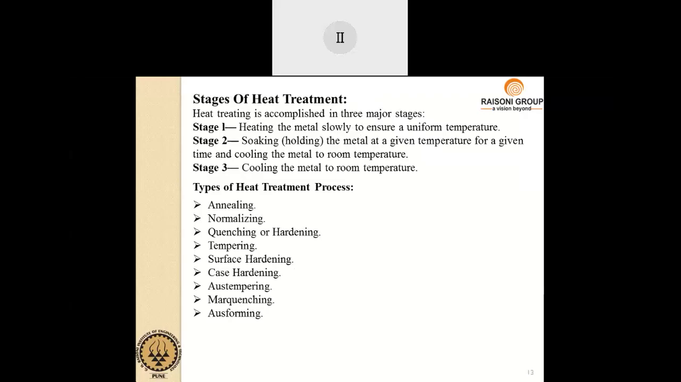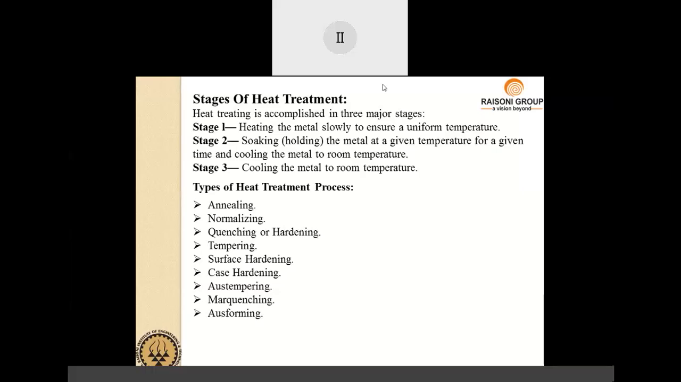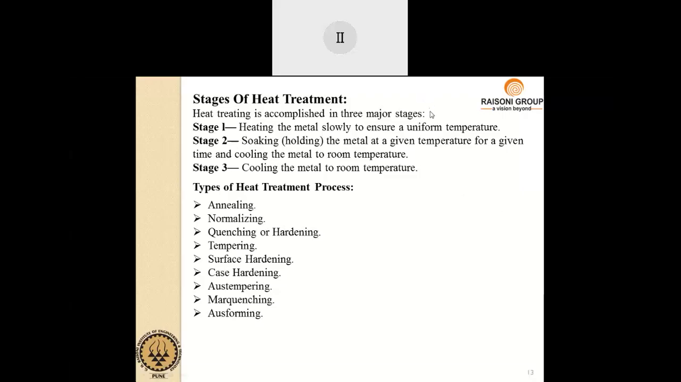What are the stages in a typical heat treatment cycle? First is the heating of the metal slowly to ensure uniform temperature. Second is soaking, holding the material at a temperature for a given time, and third, cooling the metal to room temperature.